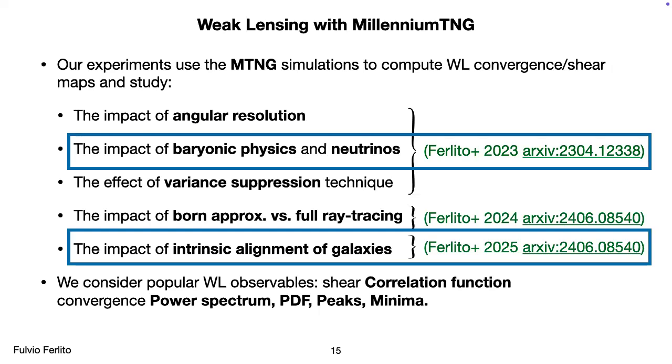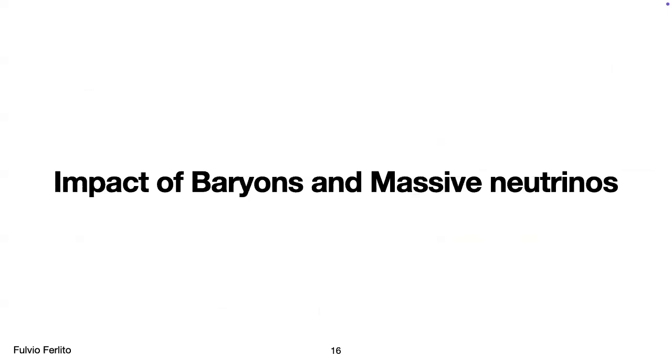I focus mainly on popular weak lensing observables. The gold standard are the correlation function of the convergence and its power spectrum, and the shear correlation function and convergence power spectrum. But nowadays higher order statistics are also becoming more and more popular, and especially in this context numerical simulations are really the gold standard to provide predictions, because it's really difficult to theoretically model these higher order statistics. So let's start by talking about the impact of baryons and massive neutrinos.